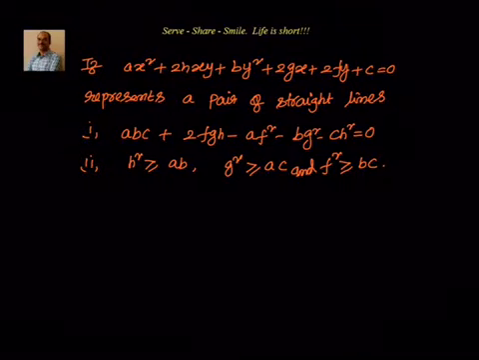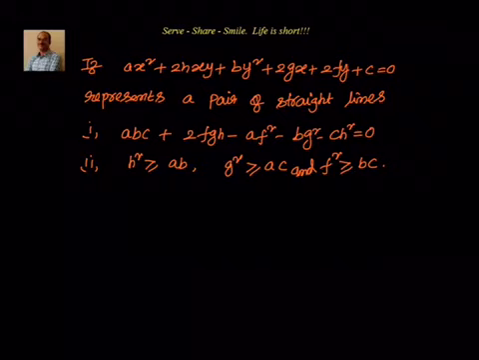As part of pair of straight lines, let's look at the condition that needs to be satisfied by a second degree general equation to represent a pair of straight lines. So if ax² + 2hxy + by² + 2gx + 2fy + c = 0 represents a pair of straight lines, then abc + 2fgh − af² − bg² − ch² = 0. Also, h² ≥ ab, g² ≥ ac, and f² ≥ bc. Now let us see how to do this derivation.